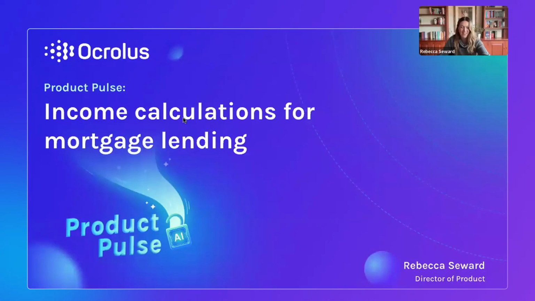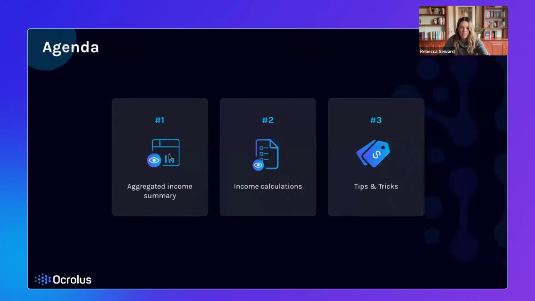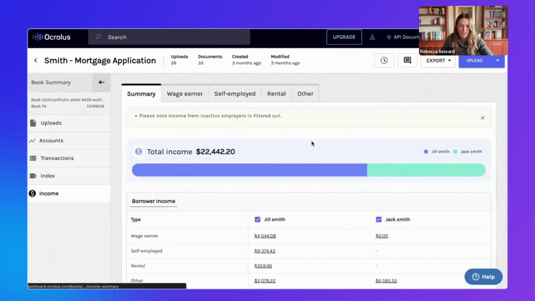Great. Thanks, Craig. So today we're going to be going over our dashboard for our Analyze product. We'll be going over a new feature that was recently launched in our aggregated income summary tab, which shows the book level income for all of our borrowers and all of our users across the book that was uploaded. We'll go through the income calculations and how they vary, what your options are in terms of flexibility. And lastly, we'll go through some common tips and tricks that we see lenders using to maximize the efficiency of our product. Can you see this screen?